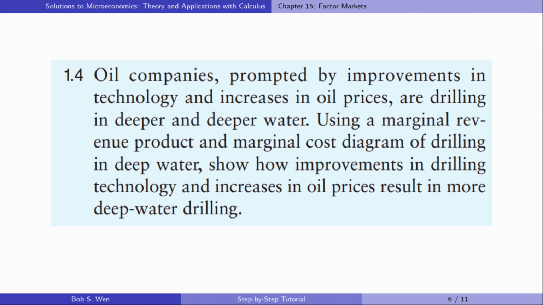Let's address exercise 1.4. Oil companies, prompted by improvements in technology and increases in oil prices, are drilling in deeper and deeper water. Using a marginal revenue product and marginal cost diagram of drilling in deep water, show how improvements in drilling technology and increases in oil prices result in more deep water drilling.